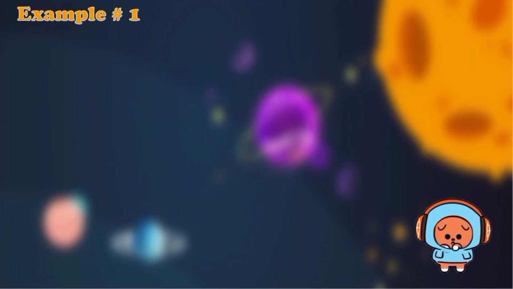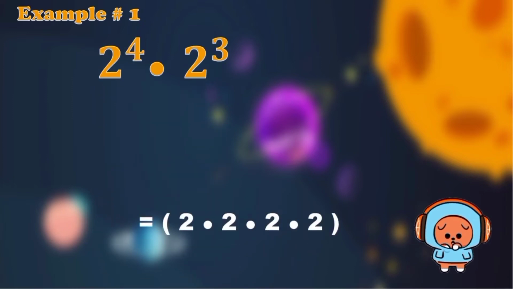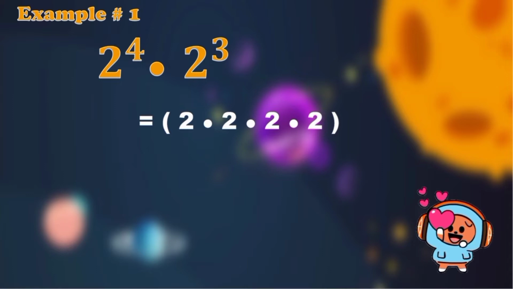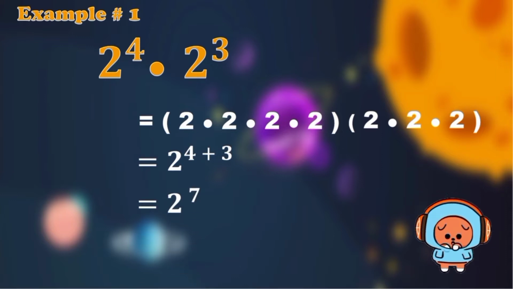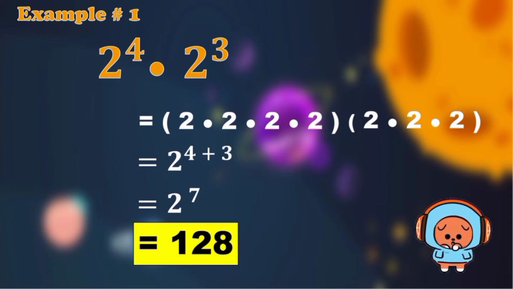Example number 1. 2 to the fourth power multiplied by 2 cubed. We have 2 times 2 times 2 times 2 and 2 times 2 times 2. Or we have 2 to the fourth power plus 3. Now we have 2 to the seventh power, or in lowest term we have 128.